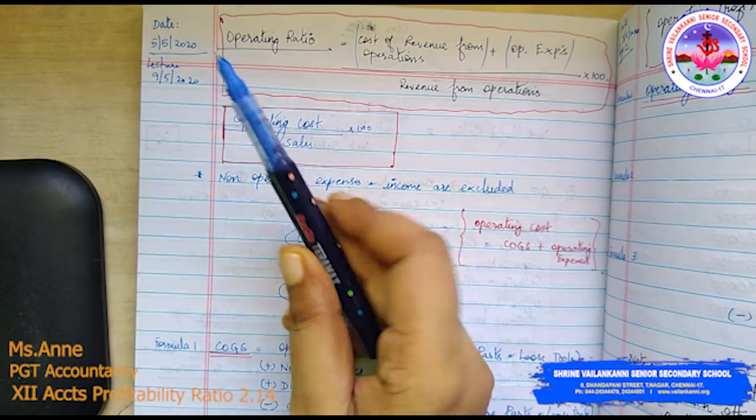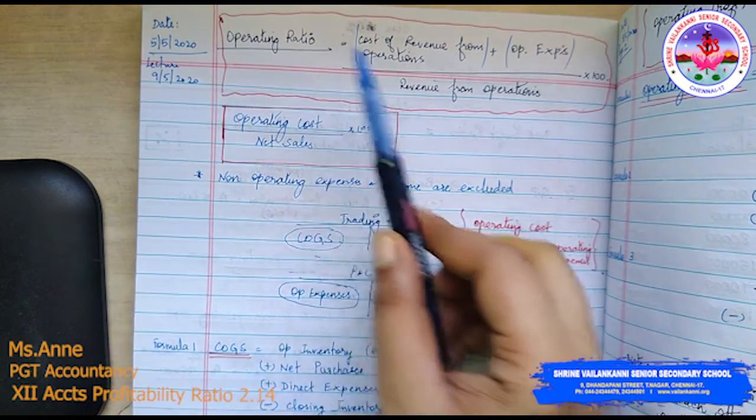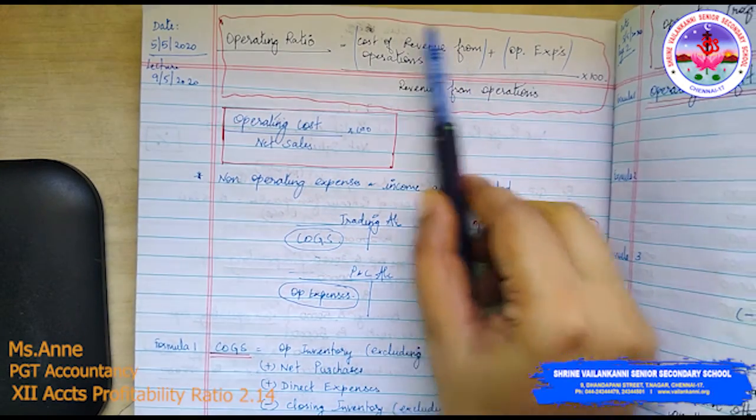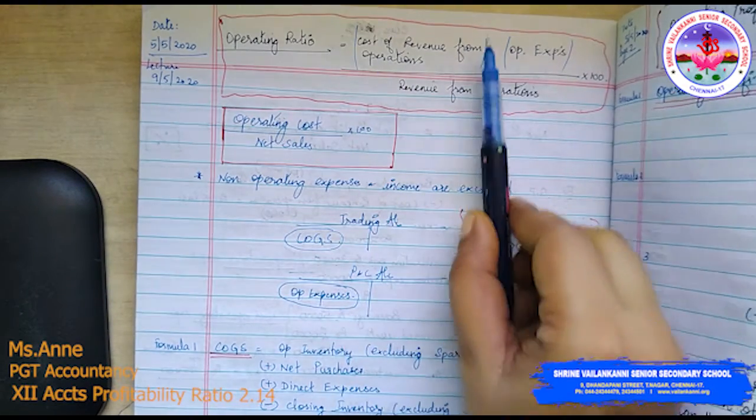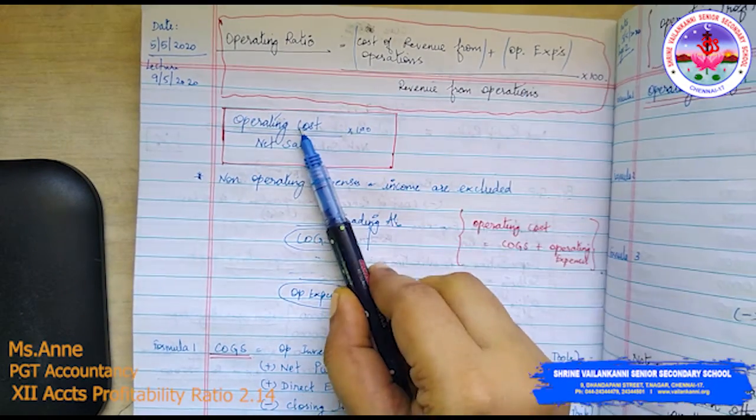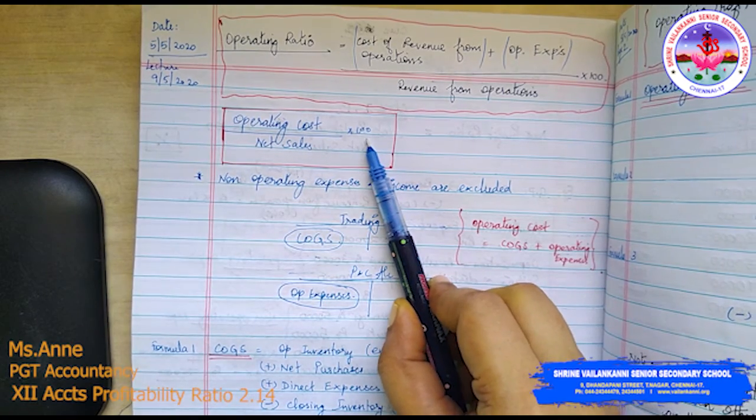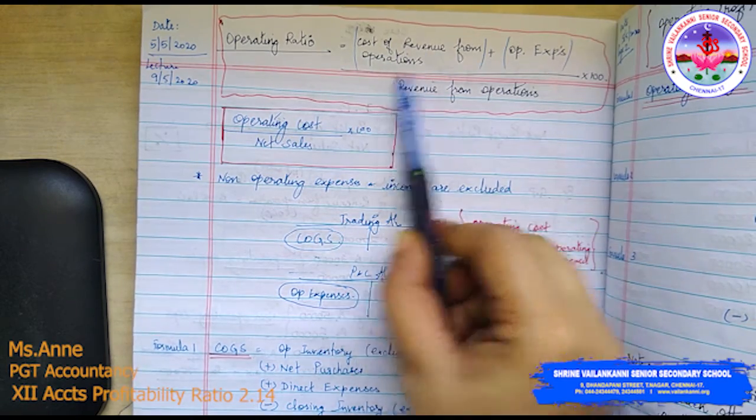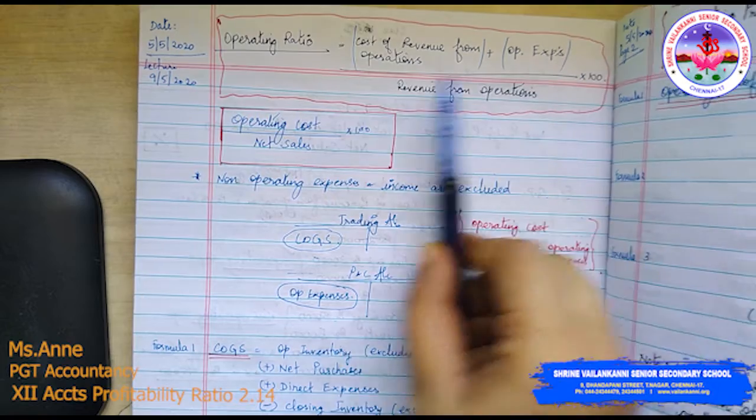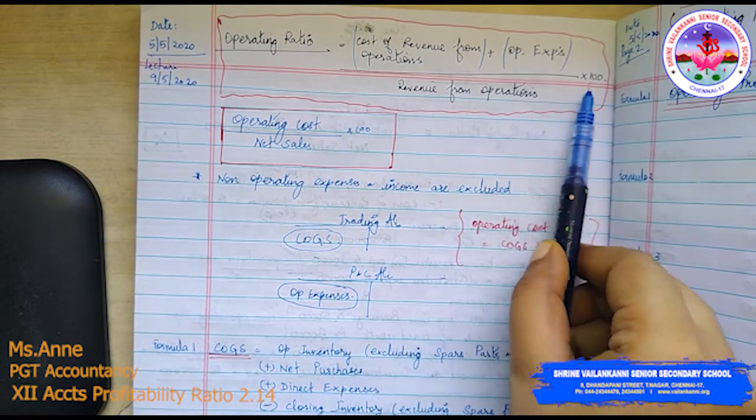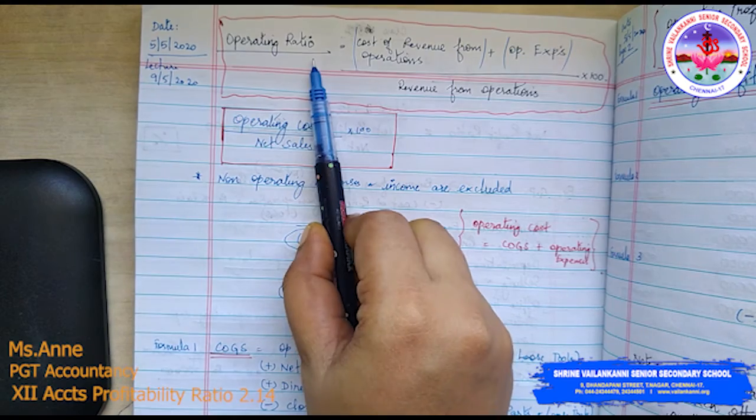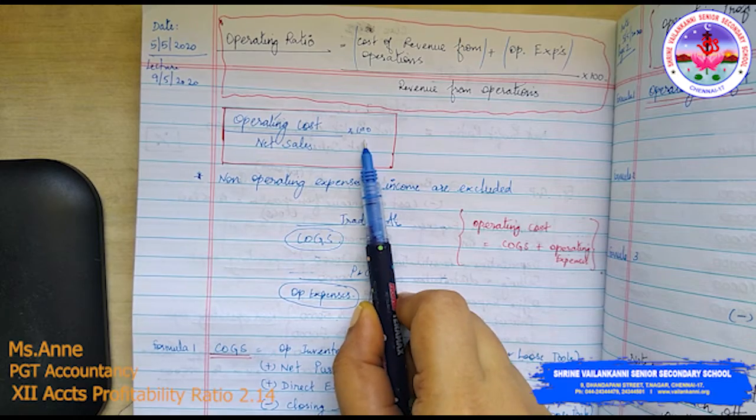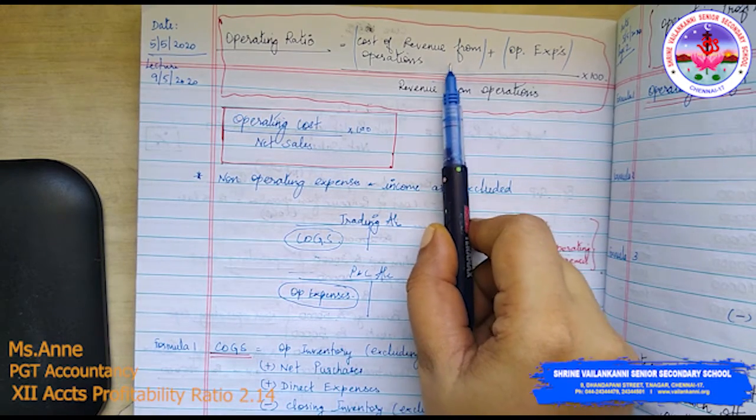Okay, so operating ratio is nothing but this formula. We'll just see through the formula and understand why operating ratio is the relationship between operating cost and net sales into 100. As you can see, cost of revenue from operation plus operating expenses divided by revenue from operations into 100 is called operating ratio. Now, operating cost divided by net sales into 100 is otherwise represented this way.